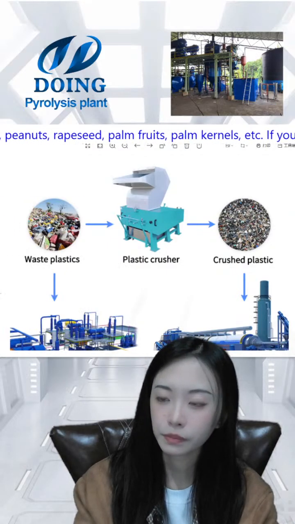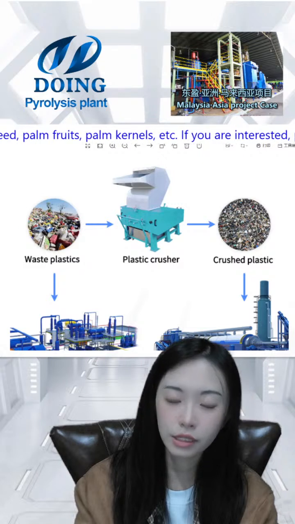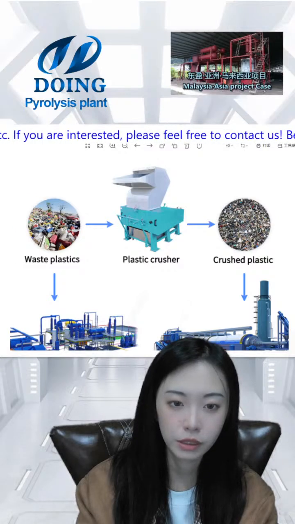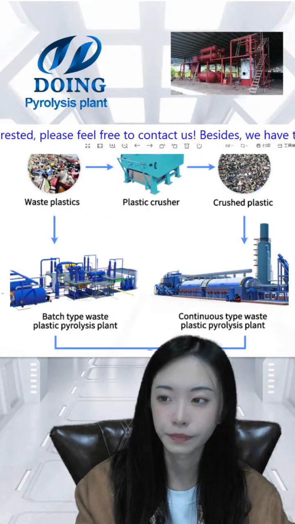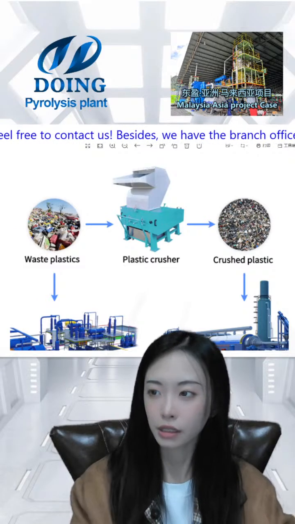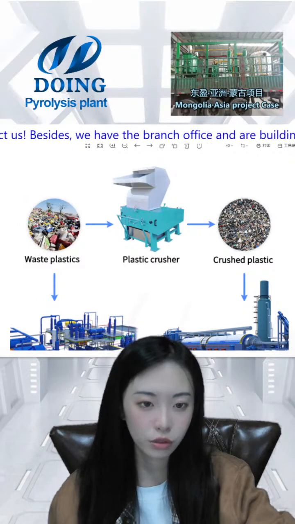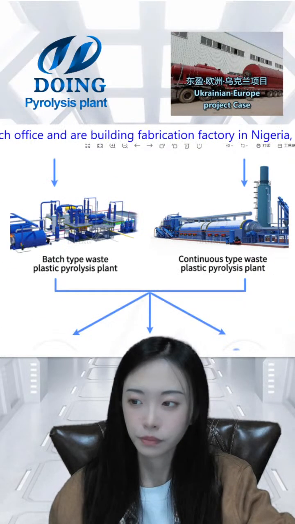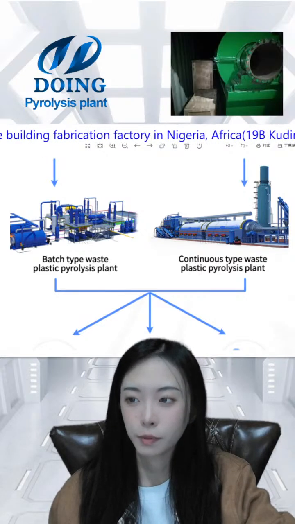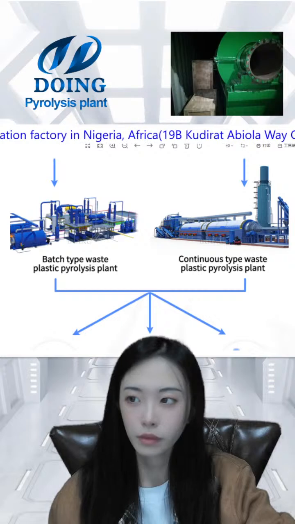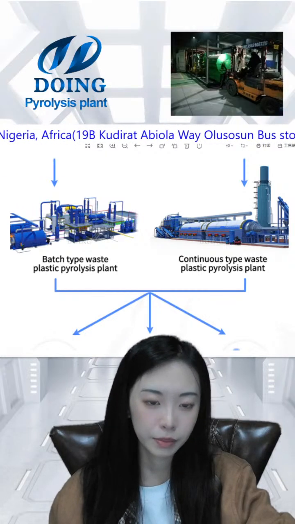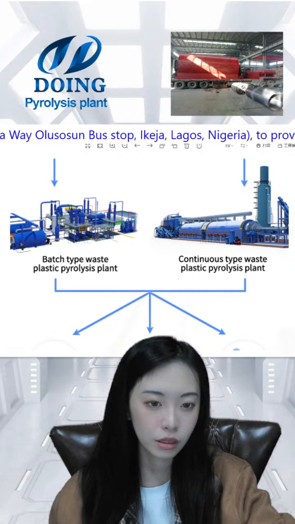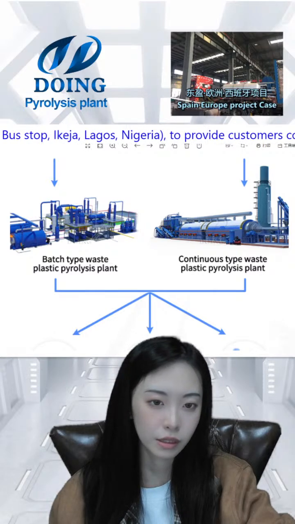The first one: there are different states of plastic, and they are suitable for different pyrolysis plants. If you get waste plastic that you don't want to crush, or it's not suitable to crush, with very big particles, then we can choose the batch type pyrolysis plant. You can put this mixed plastic into the reactor, then close the feeding door to begin pyrolysis.